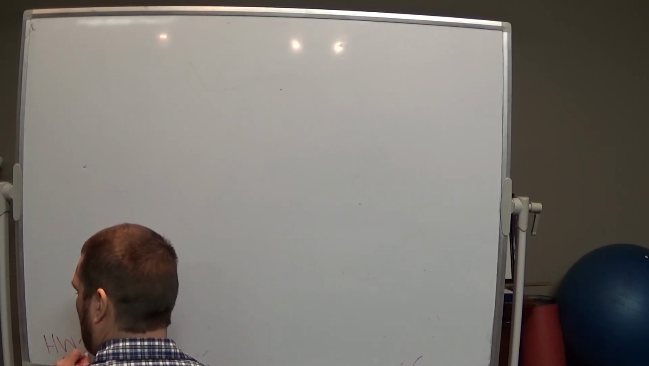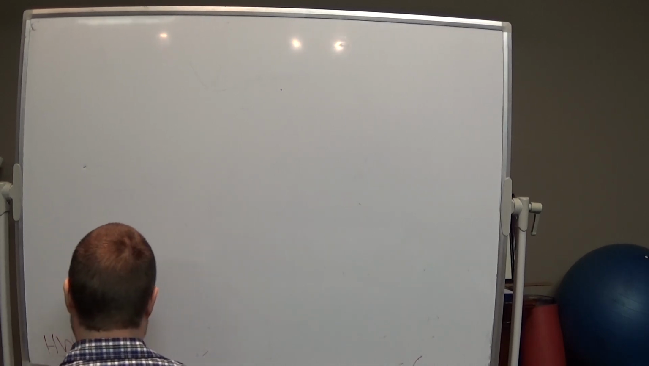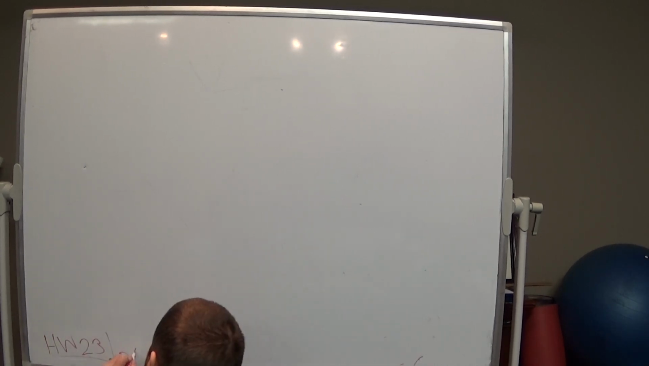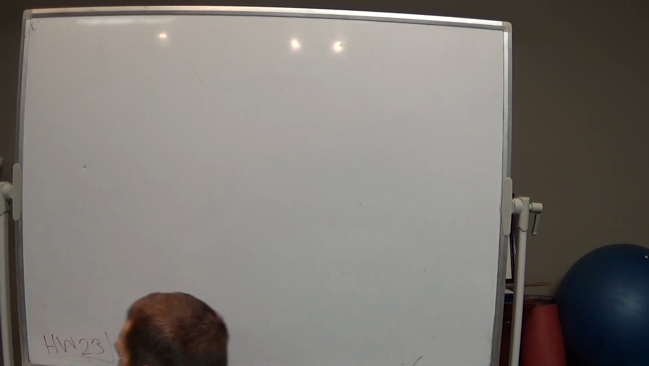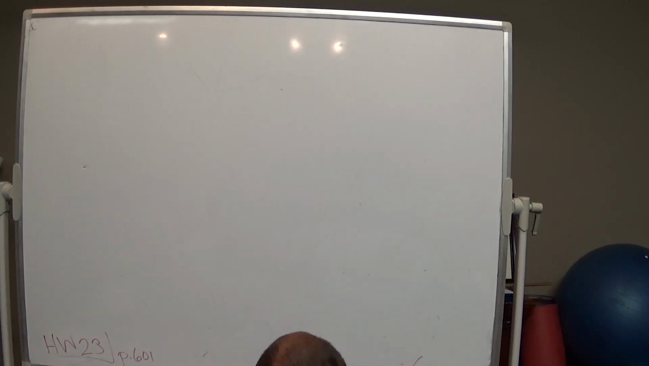So, homework 23. This is going to be rough, because we only have 2 days to do it, and it's a lot. Actually, it's not that bad because I knocked some stuff off. So, page 601, numbers 3, 5, 7, 9, 13.